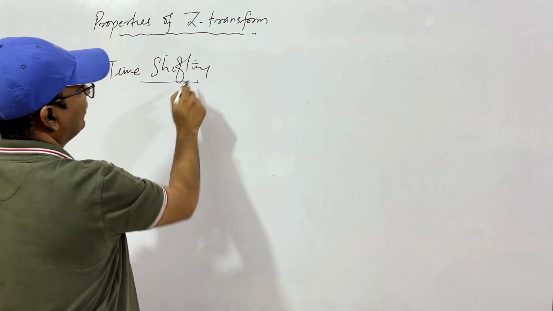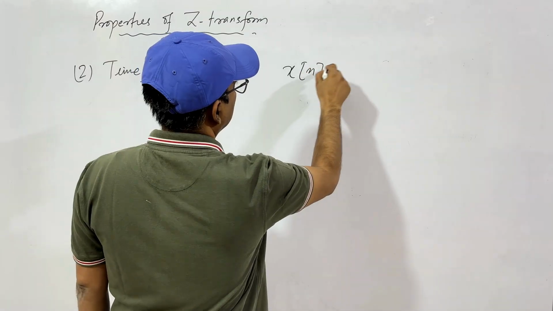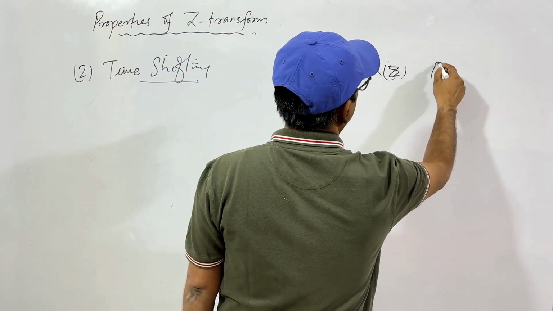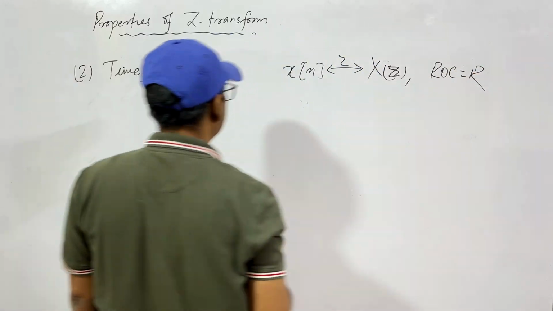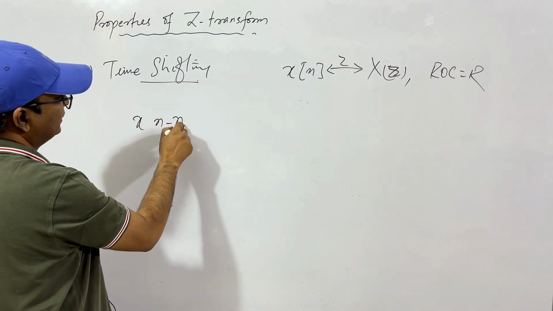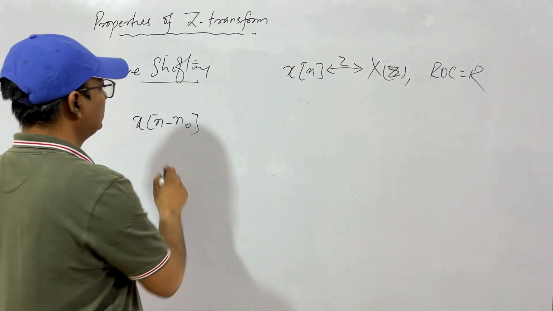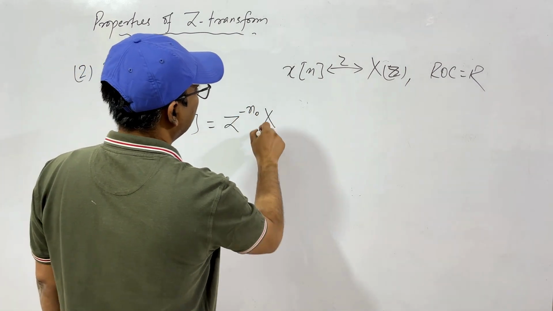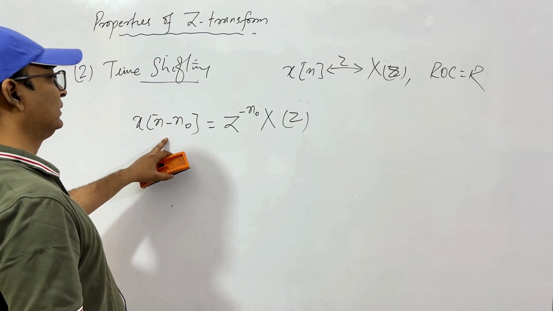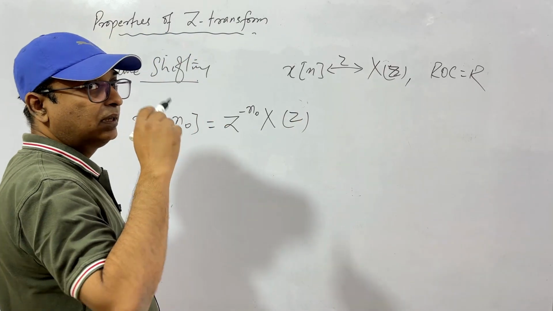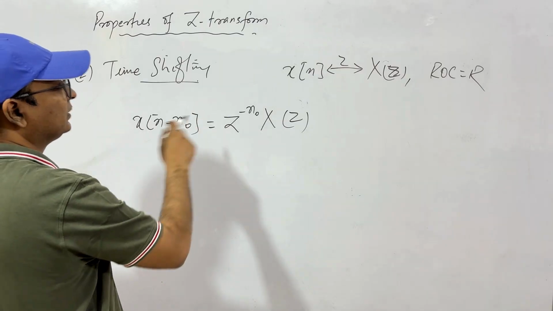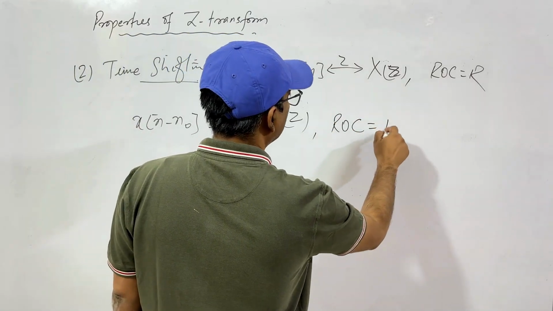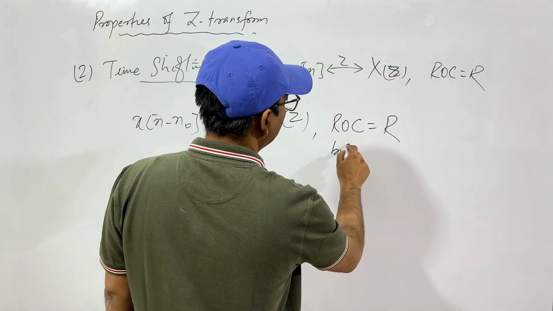Very simple. If x[n], the Z transformation pair is X(z), with region of convergence, let's say R, then x[n minus n0], we have done this in our last video also, x[n minus n0] is basically z to the power minus n0 into X(z). Simple. That is, we had seen for impulse functions, delta[n minus n0] is simply z to the power minus n0. What will be the region of convergence? Region of convergence will be R only, but with exceptions.